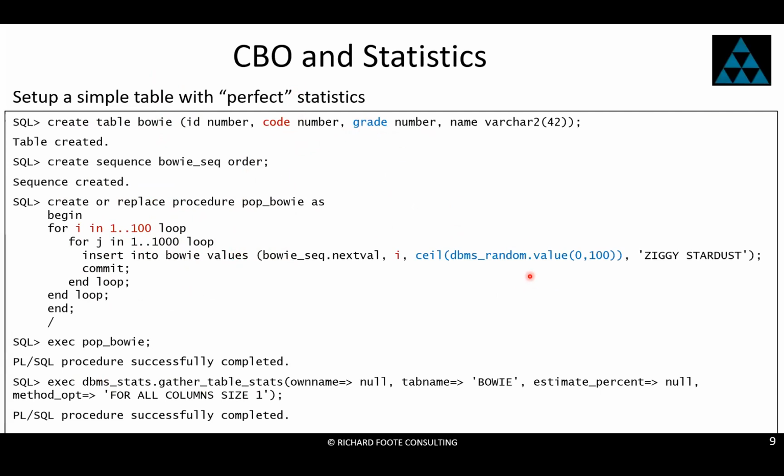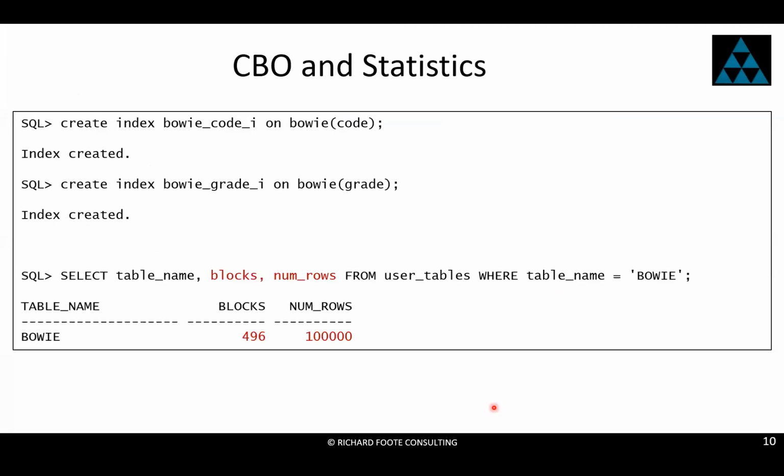But grade is going to get populated via a random generator. So it's going to generate a number between 0 and 100, and it will just pick them randomly. So the ordering of my grade column will be nowhere near as tightly coupled as my code column is. I collect my statistics. We'll discuss these various options in a tick, but I'm just going to collect general statistics, and we're going to create an index on both of those columns. So like I said, the key thing is initially the table, what's the stats on my table? I've got 496 blocks and I've got 100,000 rows in my table.